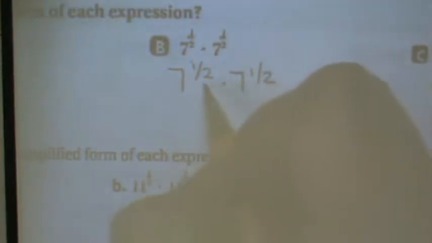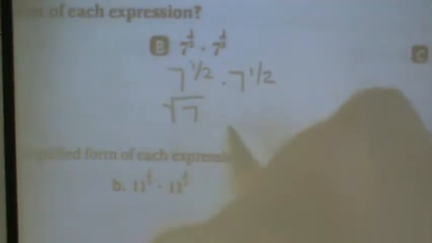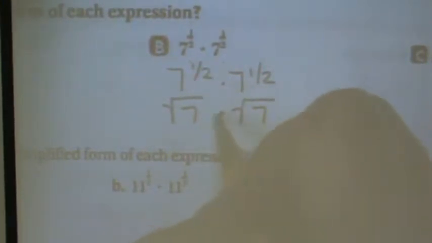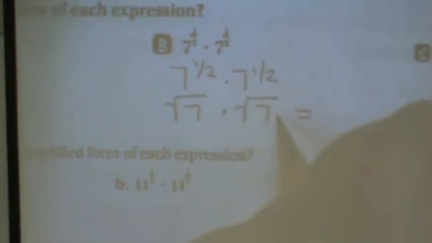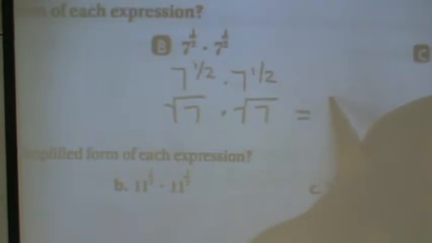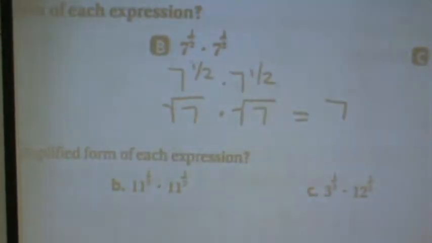Check this one out. This says 7 to the 1/2 power. What is another name for 7 to the 1/2 power? Square root of 7. Square root of 7 times the square root of 7. We just learned that when you're multiplying radicals, and the indexes are the same, you can make a set, and what's this answer? The square root of 49 is 7.